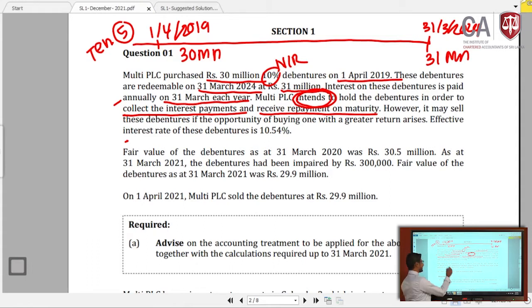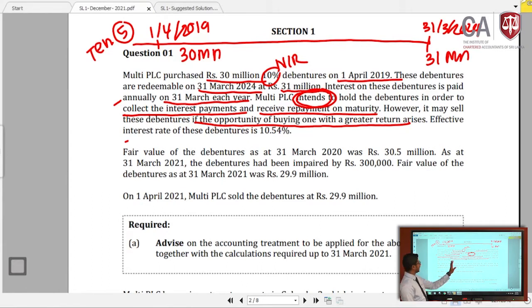However, it may sell these debentures if the opportunity to buy in with a greater return arises. So what is happening? Even though our intention is to keep this particular asset until the maturity, let's say the debenture carries 10% interest. Let's say from the market on a particular date, we may get a debenture which carries 15% interest. Then there is no point in keeping this 10% debenture. I may sell it and use that money to acquire a debenture with a return of 15% interest. So that is their intention.